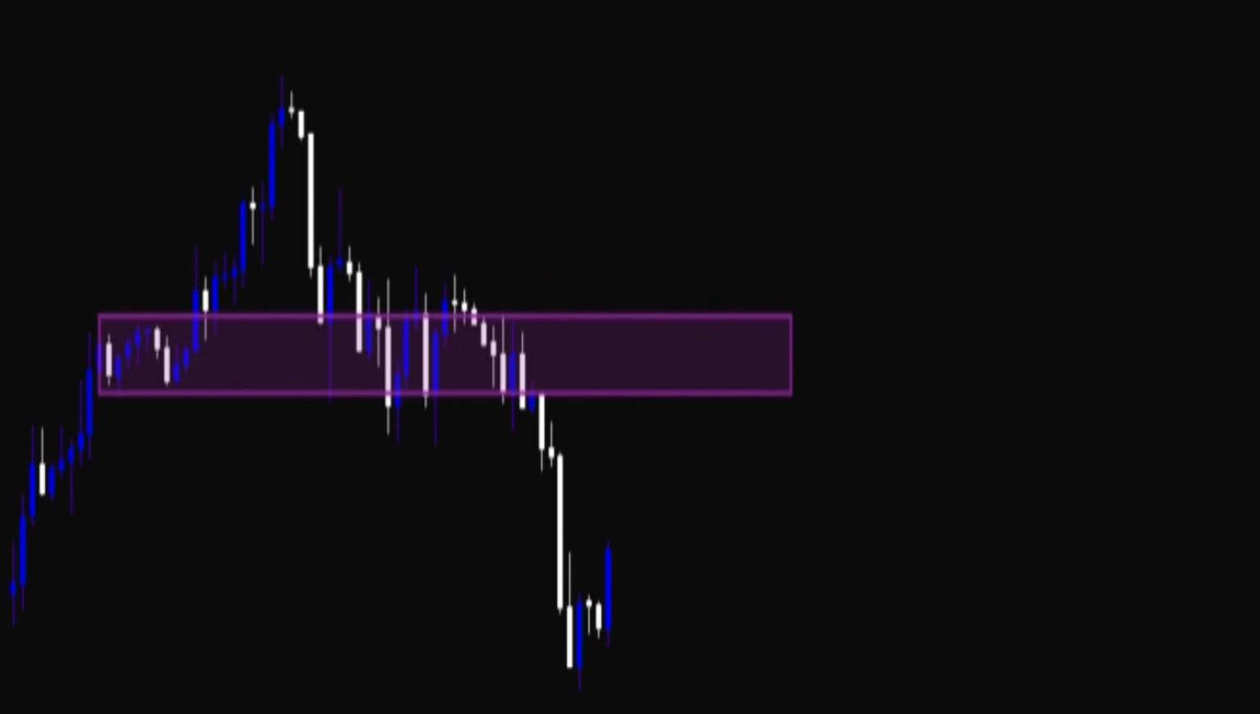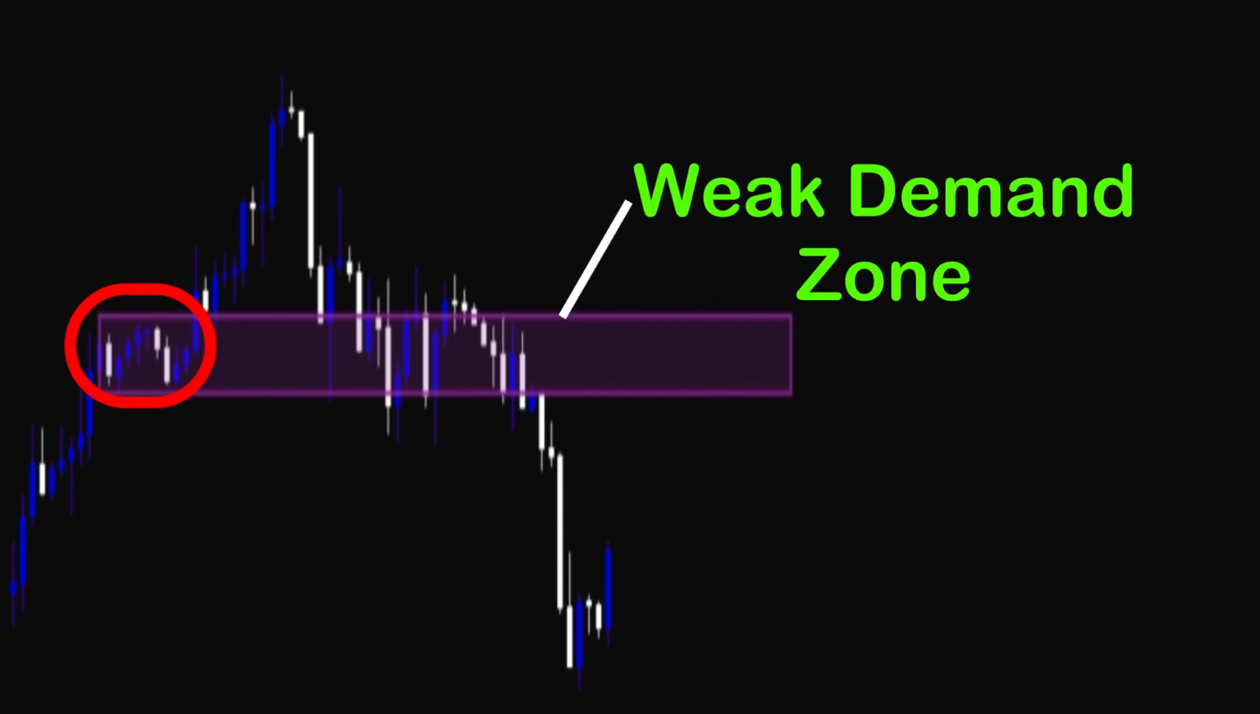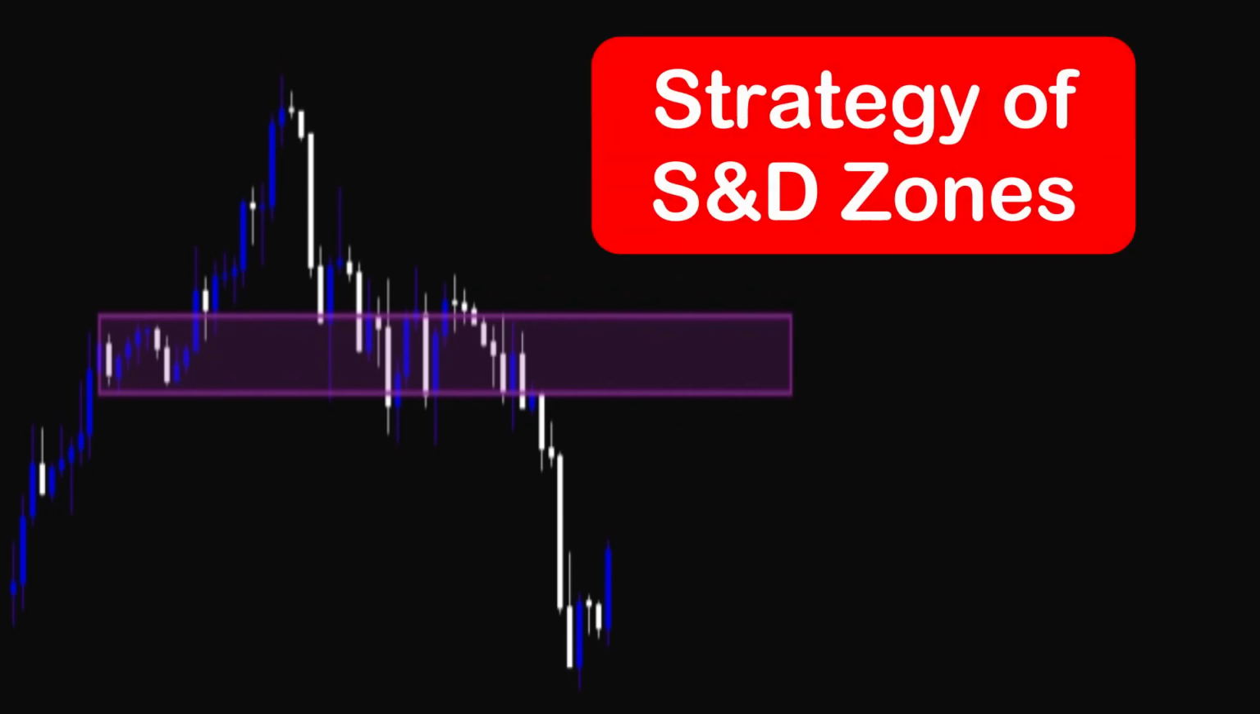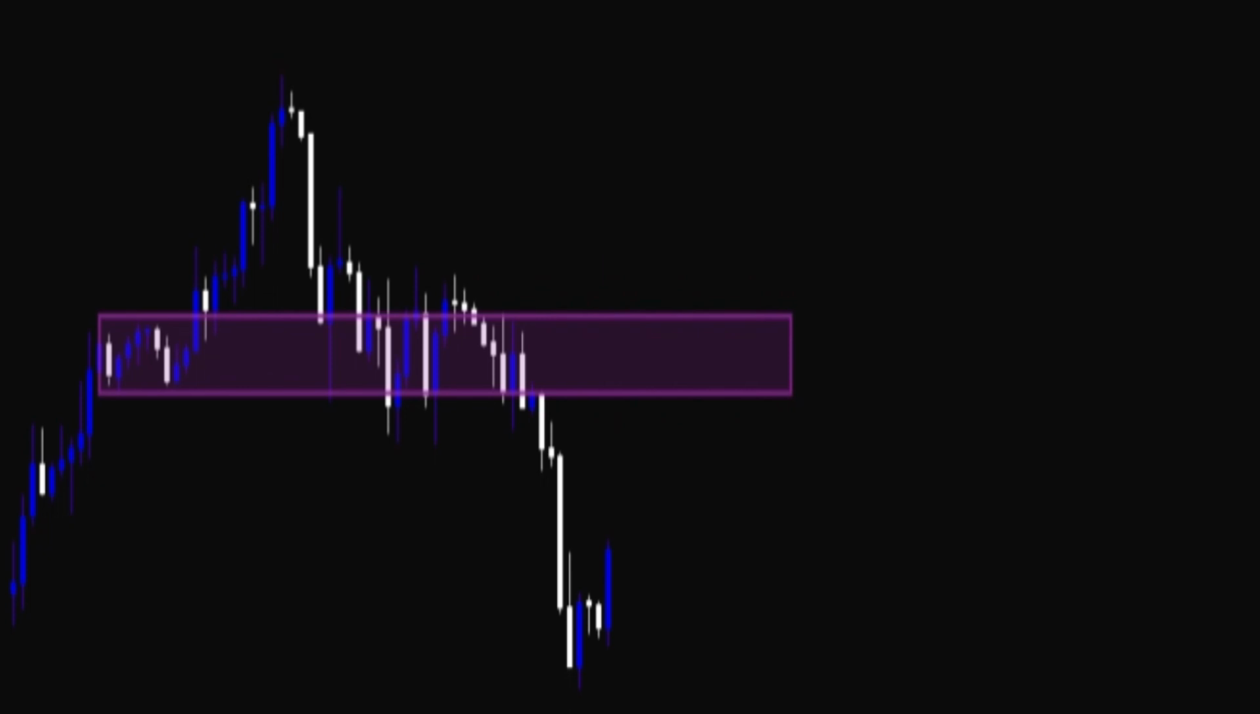And also, if the market makes a lot of small candles at the time of base, then also, we can say that this is a weak demand zone, as there are very little chances of market respecting this type of zone. Now that we have understood the four basic concepts, let us learn the strategy of the supply and demand zones. So, in this strategy we would use the top-down analysis along with the supply and demand zones. Let us learn this strategy with an example.